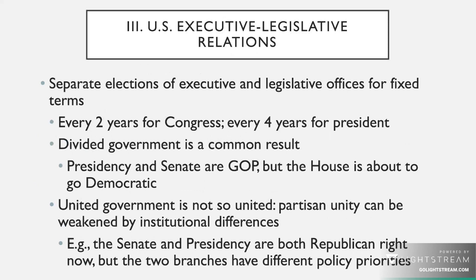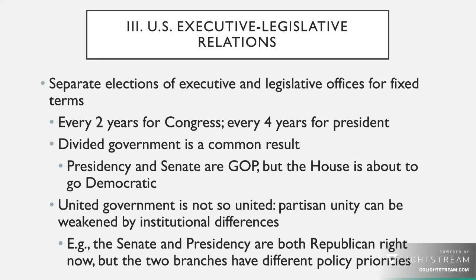As a result, divided government is a common result. So it's quite possible for one political party to control the Congress, another party to control the presidency, and of course, the Congress itself has been quite regularly split since around 1968. It's rare that one political party dominates the presidency and both chambers of Congress.